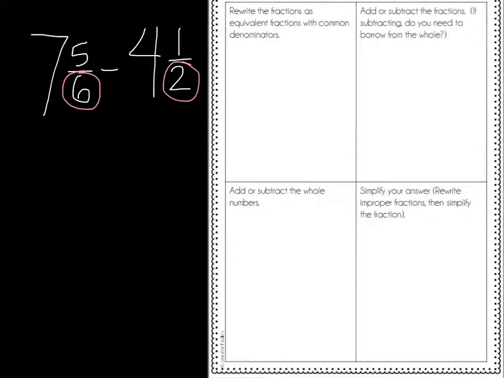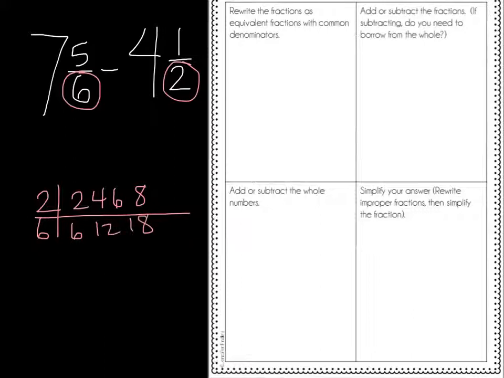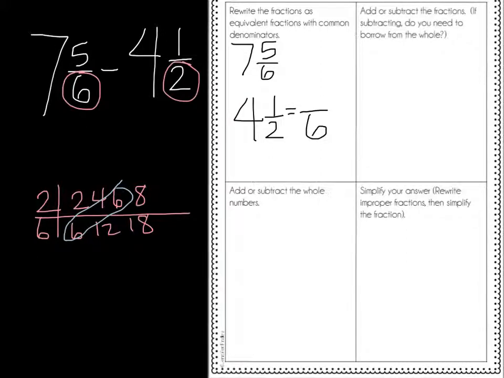I will find the multiples of 2 and 6. 2, 4, 6, 8, 6, 12, 18. I can tell already that 6 is my least common multiple. It will be my common denominator. 7 and 5/6 already has 6 as a denominator. But 4 and a half, I need to turn that into an equivalent fraction that has 6 as its denominator.